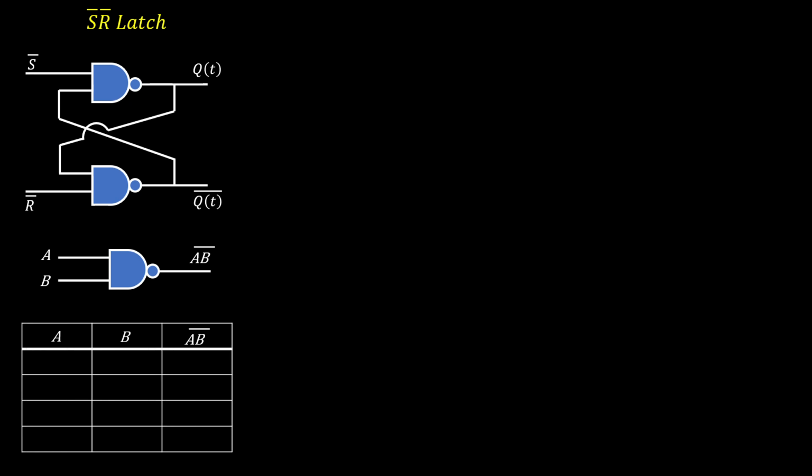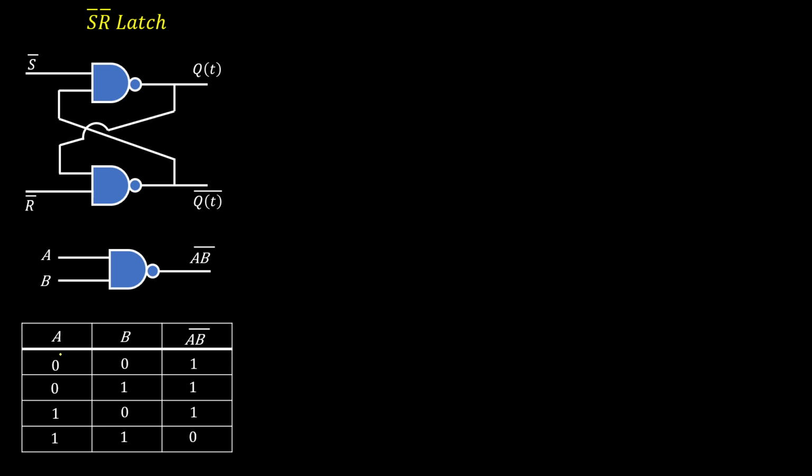Now we know that for NAND gate, two inputs are A B, then output is AB bar. We can make the truth table for this NAND gate. Inputs are A B, output is AB bar. For 0, 0, output is 1. For input 0, 1, output is again 1. For input 1, 0, output is 1. For input 1, 1, output is 0.